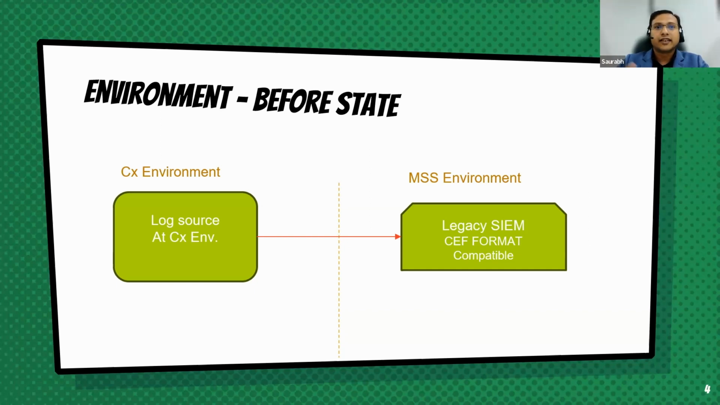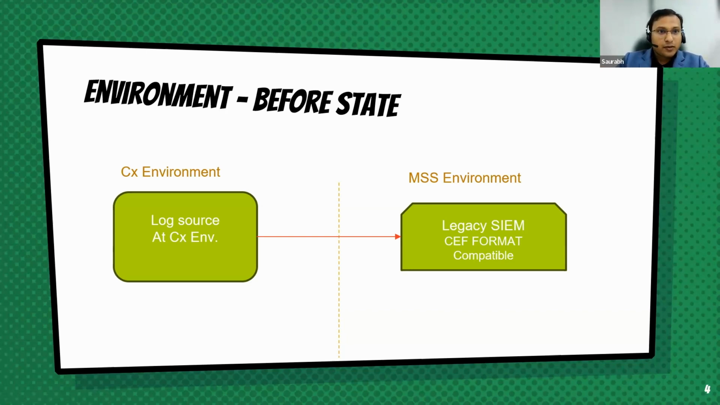So if the data has already been received by a legacy SIM, or let's call it SIM A, the same number of events should be present in SIM B, ensuring that there is minimal impact on the detection content, meaning the correlation searches, alerts, dashboards, all these things.